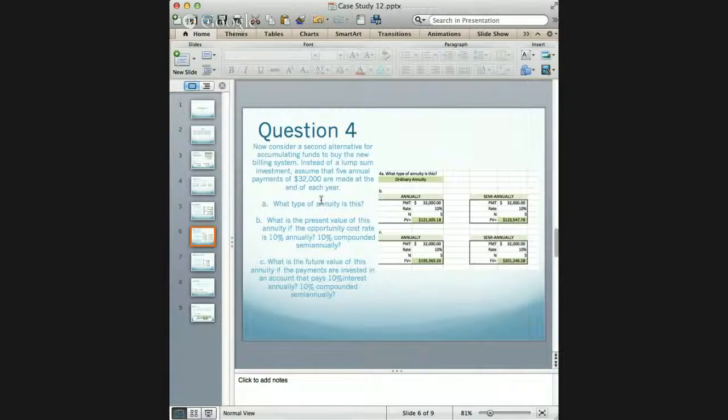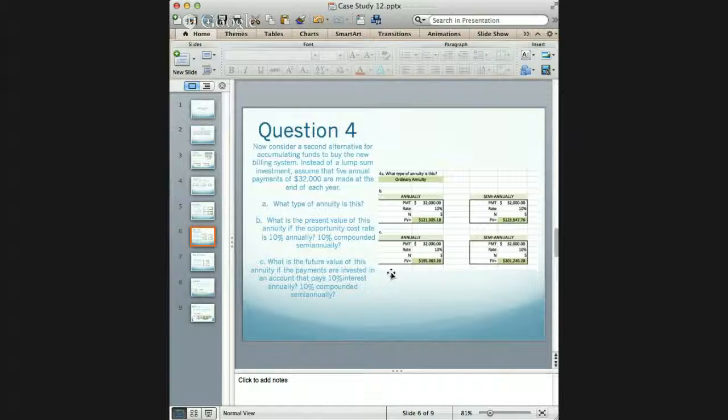Now consider a second alternative for accumulating funds to buy the new billing system. Instead of a lump sum investment, assume that 5 annual payments of $32,000 are made at the end of each year. So what type of annuity is this? So obviously this is an ordinary annuity because it's the same amount of money being paid at a consistent time frame. That's exactly what an ordinary annuity is.